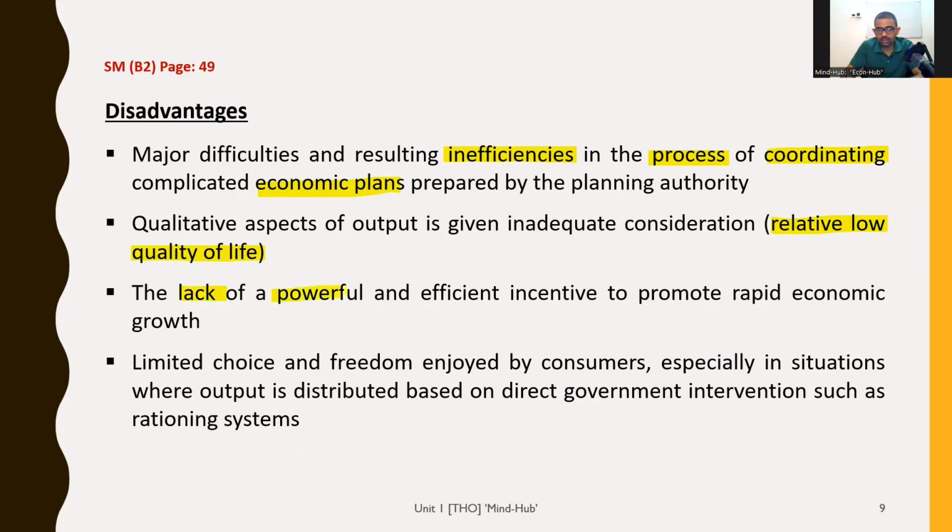Okay, limitation. Lack of powerful, efficient incentive. So rapid economic growth will not happen. Economic growth will be limited. Why? Because there is no powerful incentive within a command economic system, as opposed to a market economic system. In a market economic system, there's always a very powerful incentive you will find. That is self-interest, profits. To earn more profits, you will be efficient, the economy will grow, output will increase.